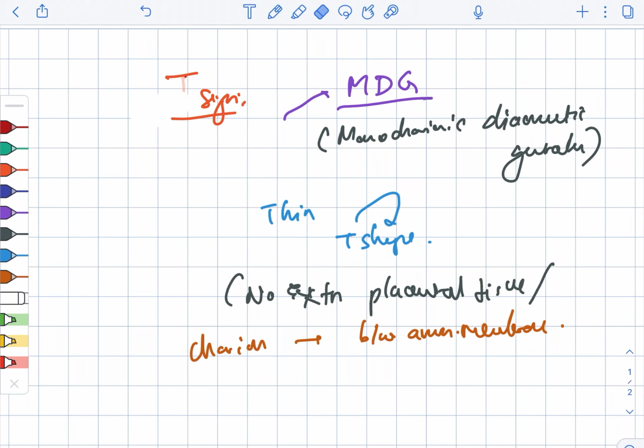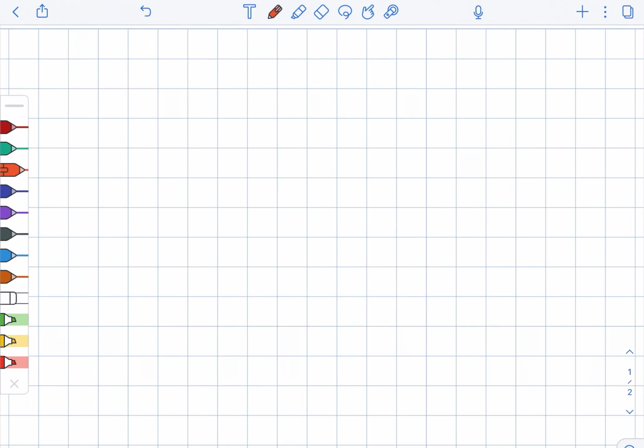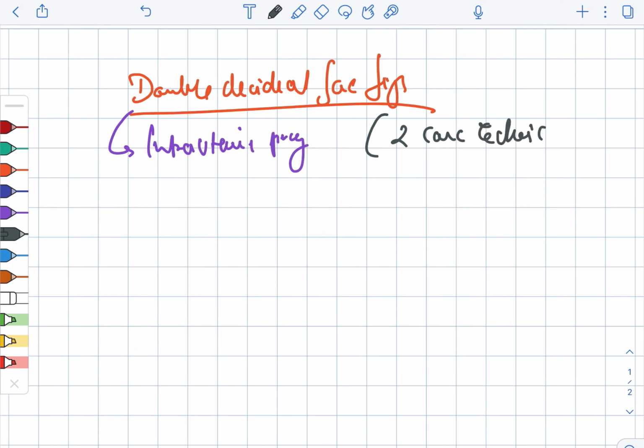Next, we are going to look at the double decidual sac sign. The double decidual sac sign is seen in early intrauterine pregnancy, as two concentric echoic rings are seen around the gestational sac.